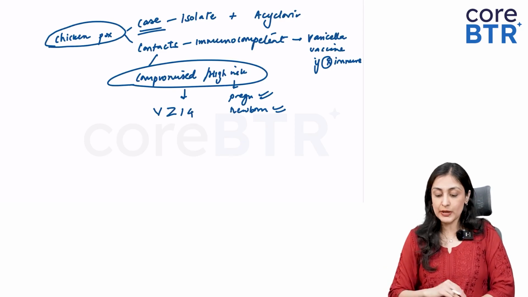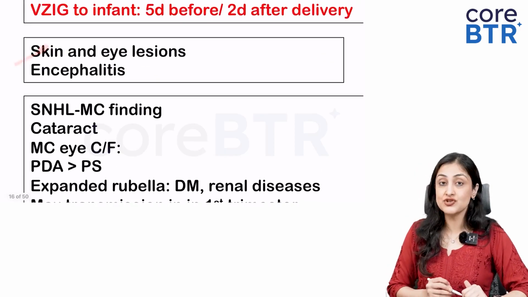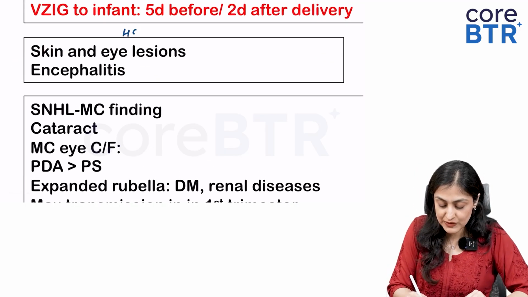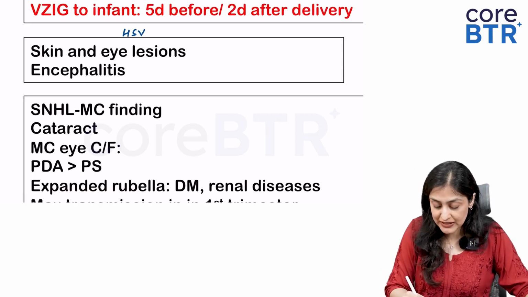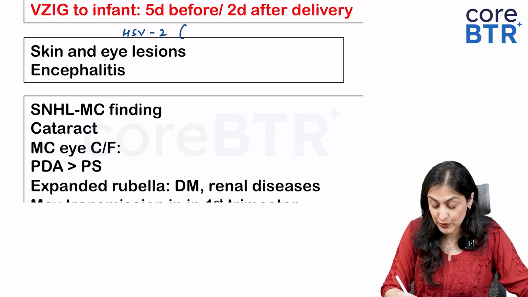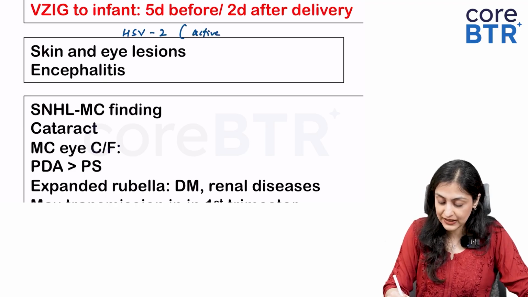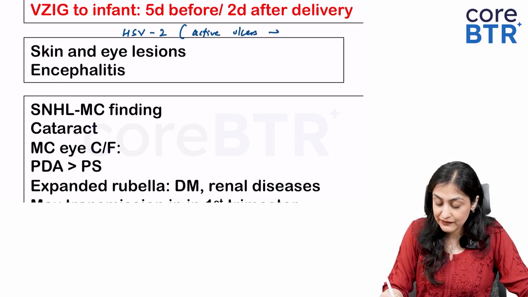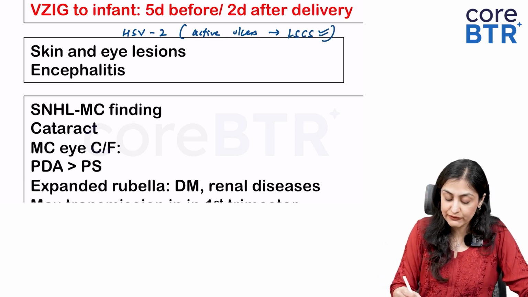Fine. So this is about chickenpox. Then, if the baby develops skin and eye lesions, encephalitis, this is because of HSV. Which HSV now? Could be one or two, both, but it's HSV2, which is your sexually transmitted disease. So if a mother has active lesions, active ulcers, never ever do vaginal delivery, do cesarean section, and that would have prevented this.